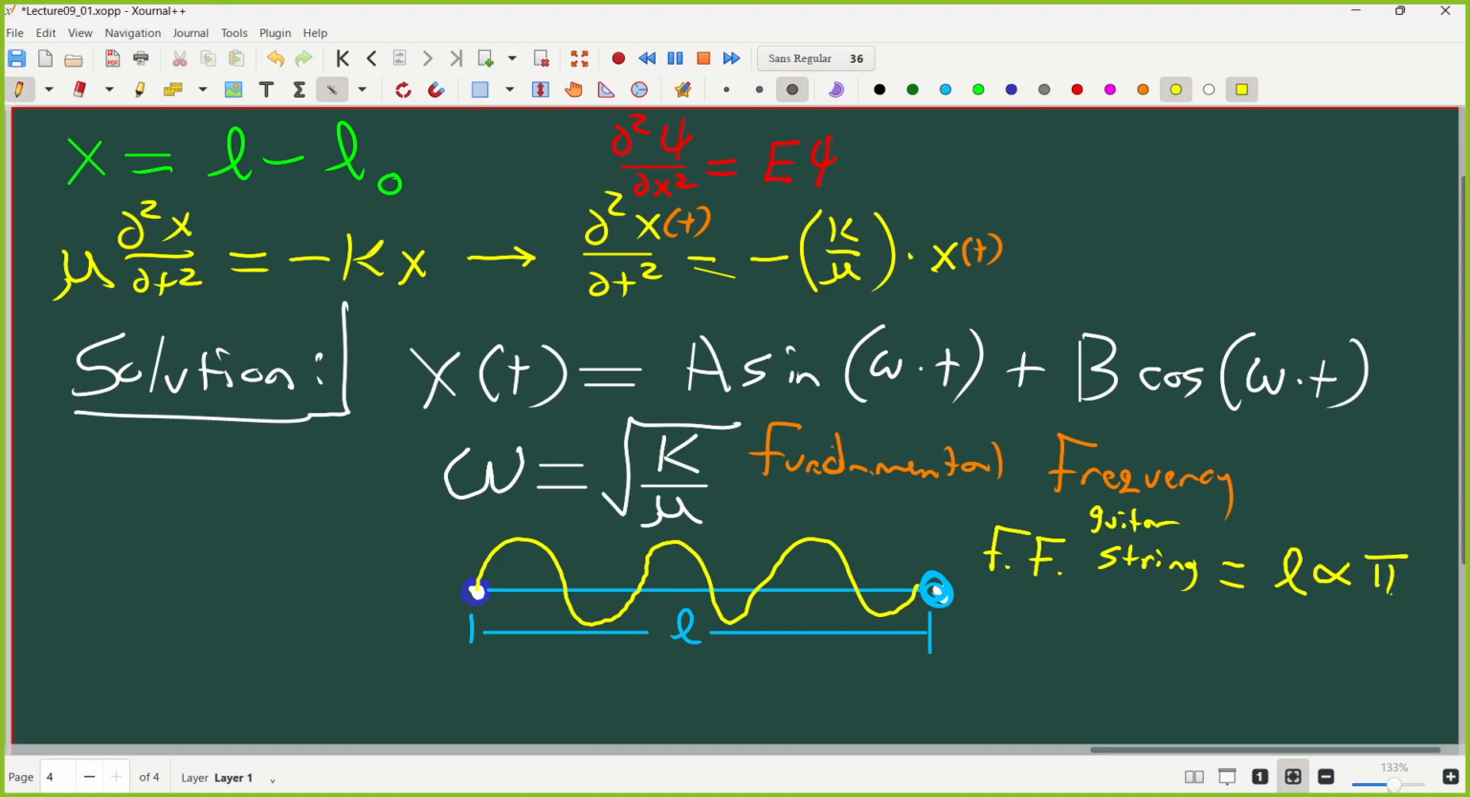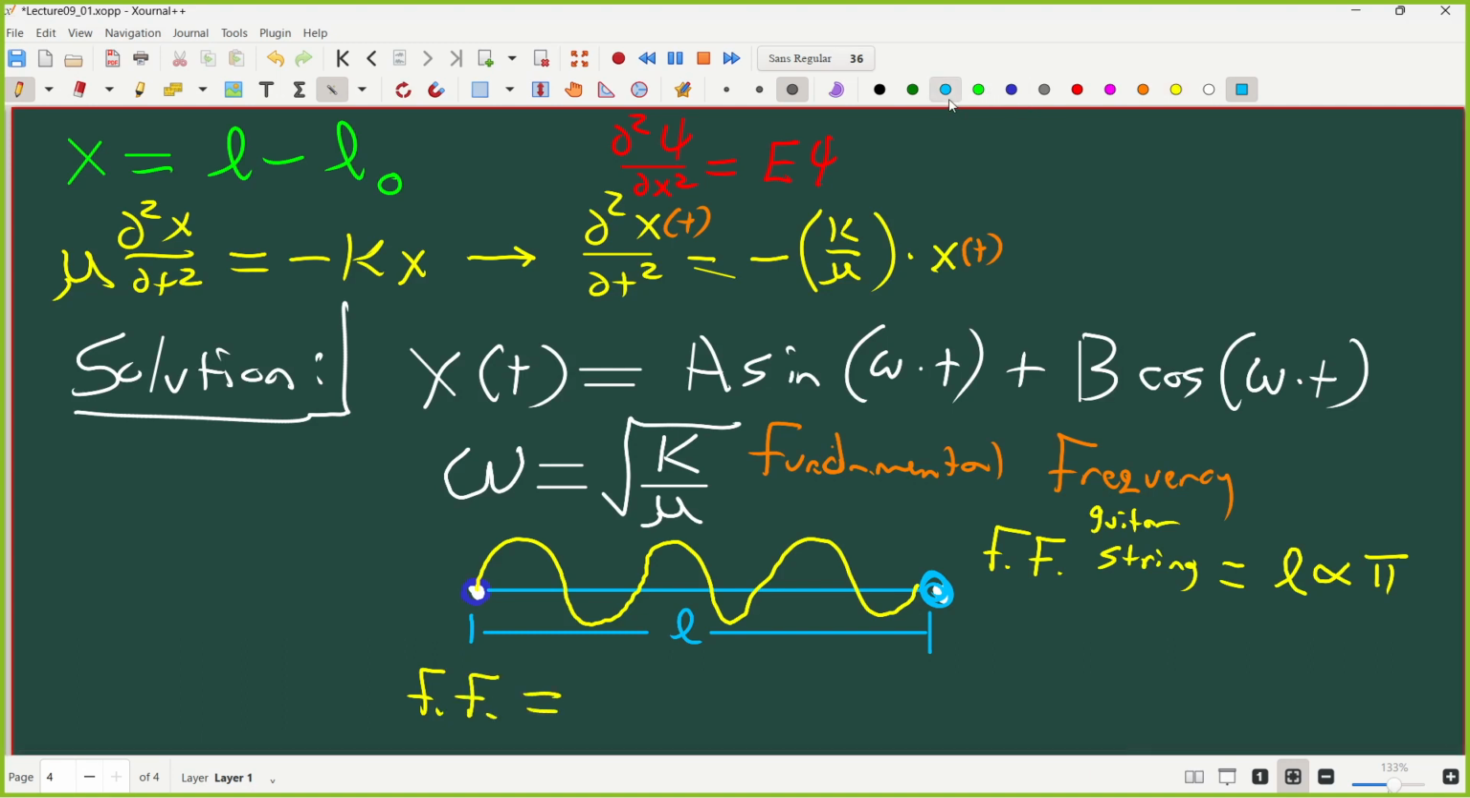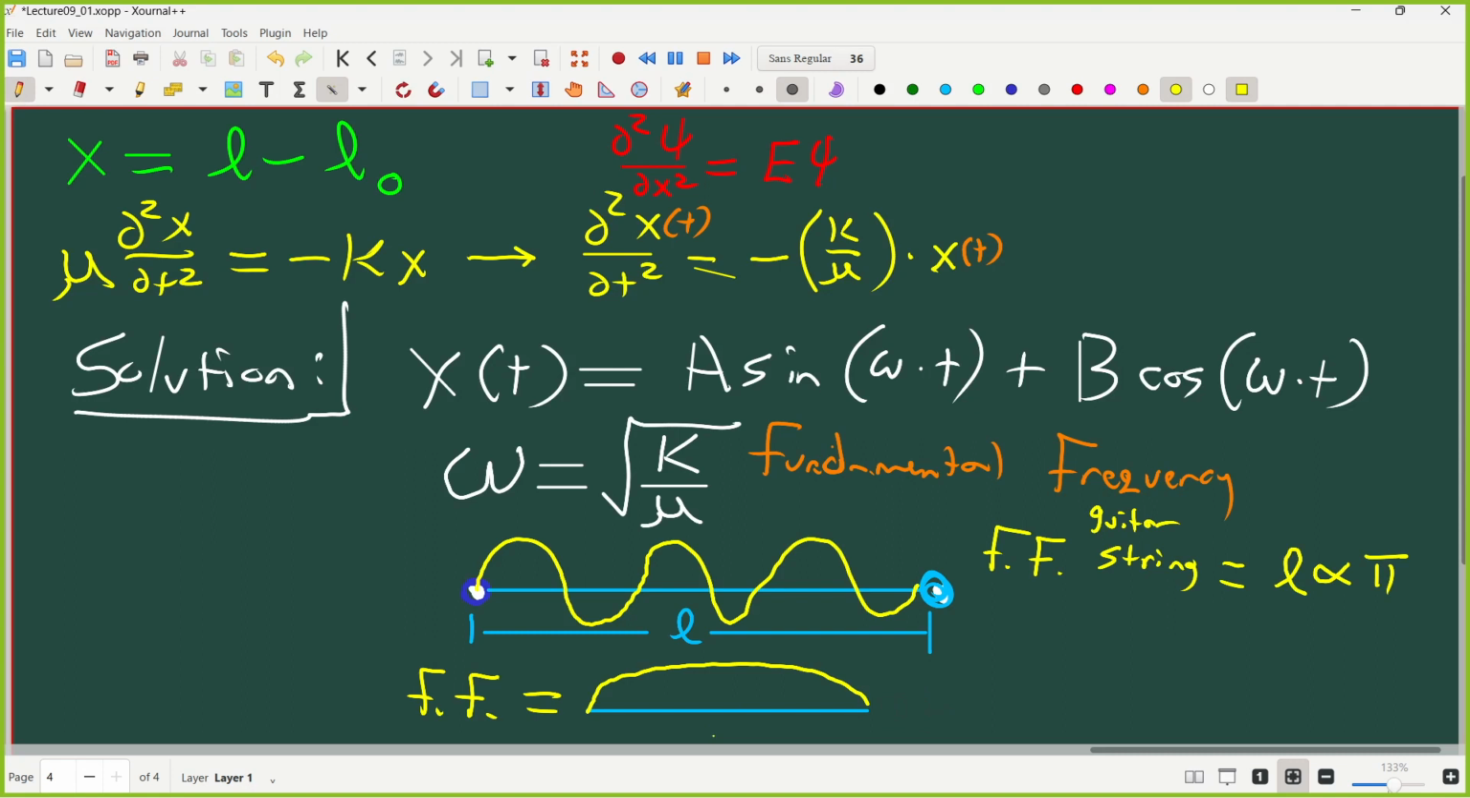What does that mean? Well, that means that when the wave starts from here and ends here, it goes through either one whole period or a half period. Right? So the fundamental frequency looks like this. It has a frequency such that the wave goes through exactly half of its phase in length L. Right? So you can think of this as the pi point. Right? So this is the fundamental.